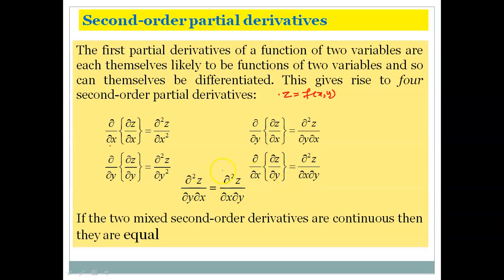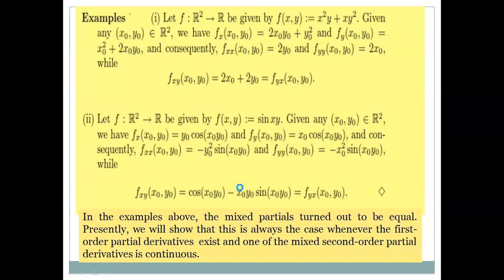So, these two may be equal or may not be equal. If the two mixed second order partial derivatives are continuous, then they have to be equal. The condition is that if this is a continuous function and this is a continuous function, then they will be equal, but they may not be equal. There are circumstances where these are not equal, and we are going to discuss that in the subsequent lecture.